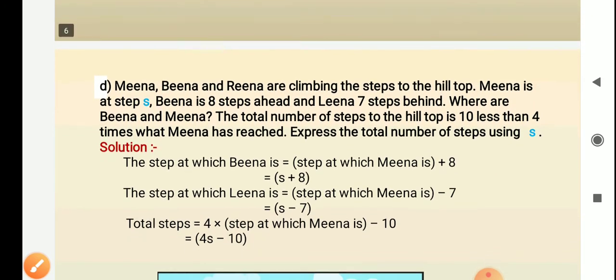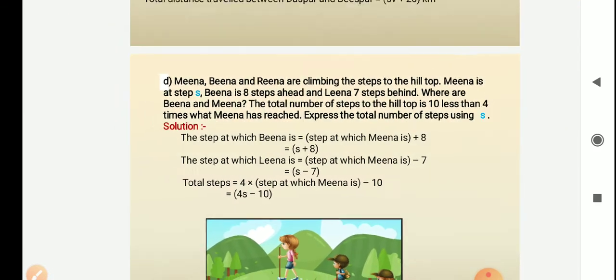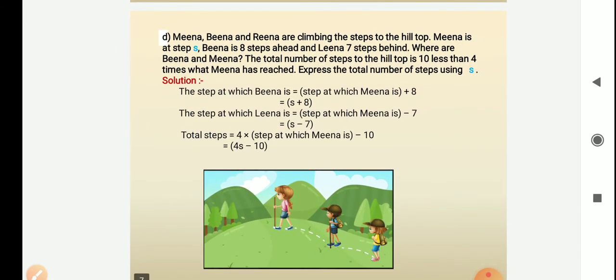Now next question. Meena, Beena and Leena are climbing the steps to the hilltop. Now see, these are the three girls. Meena is at step S. Beena is 8 steps ahead and Leena is 7 steps behind. Where are Beena and Leena? The total number of steps to the hilltop is 10 less than 4 times what Meena has reached. Express the total number of steps using S.